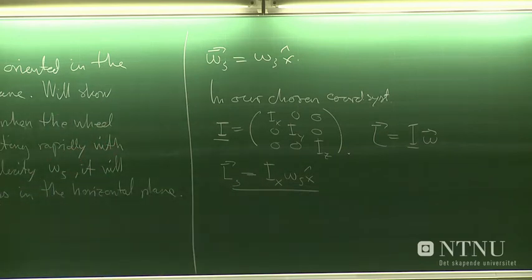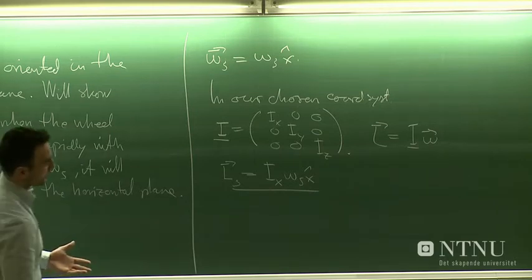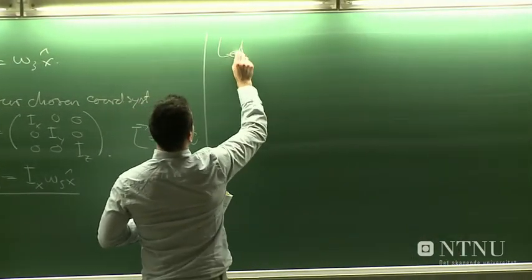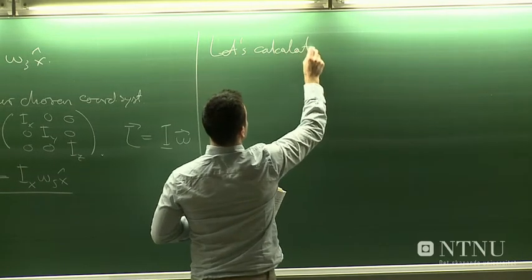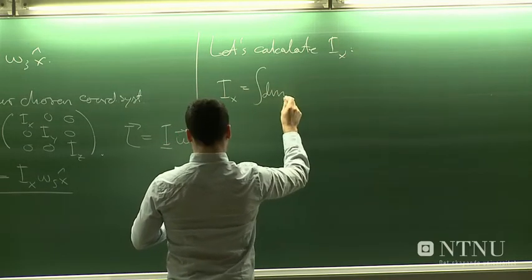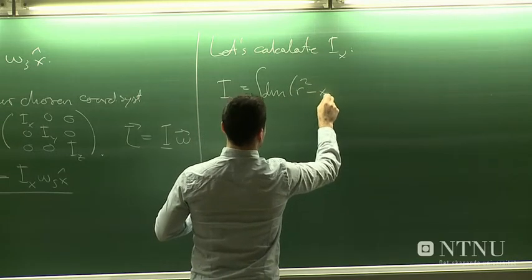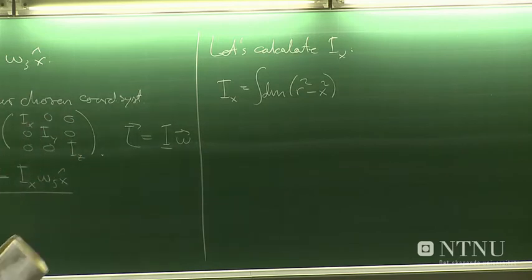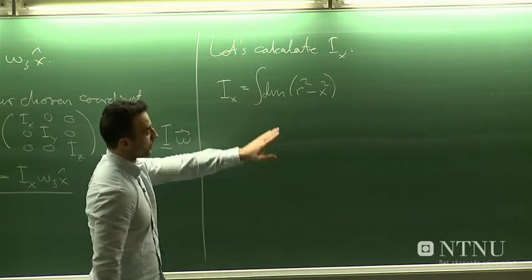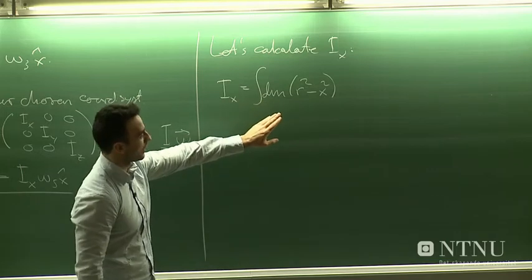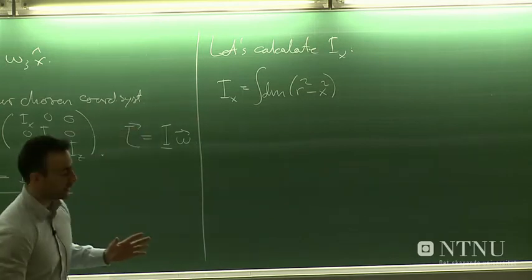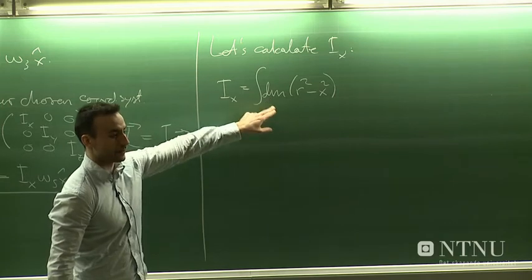And now we can ask, what is Ix? Well, we have a general formula for calculating it, which we derived in the previous lecture. And the formula would look like this. The form we wrote down was the integral of dV, and then rho, the mass density, times r squared minus x squared. But we're just shortening down the notation here so that dm is rho dV.